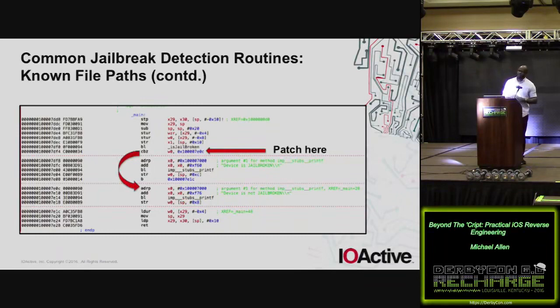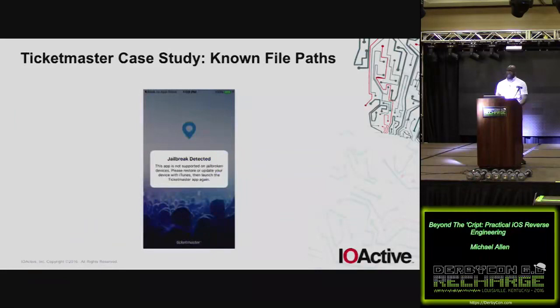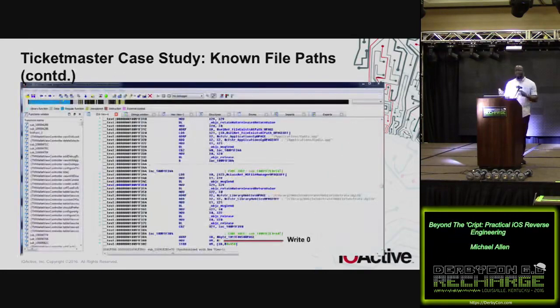Some might say, okay, but this is a contrived example. Nobody does this. Enter Ticketmaster. You install the app on the device. It pretty much allows you to purchase tickets for a number of events, right? Install it on a jailbroken device, and it prompts you that jailbreak is detected. Open it up in a disassembler and you see, again, checks for known file paths, some common file paths.